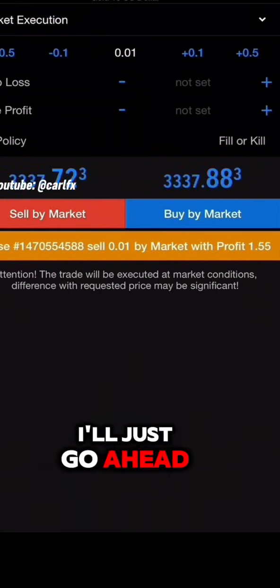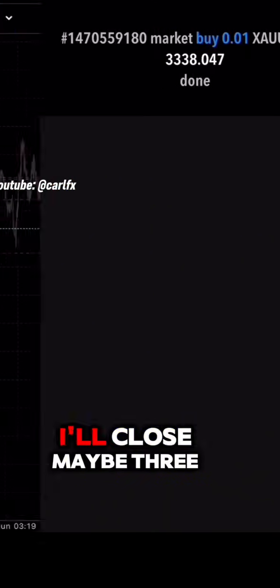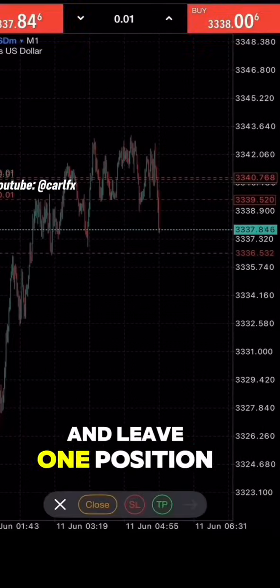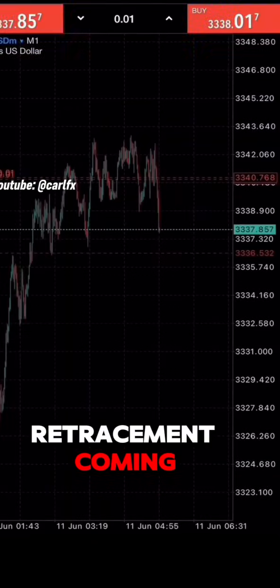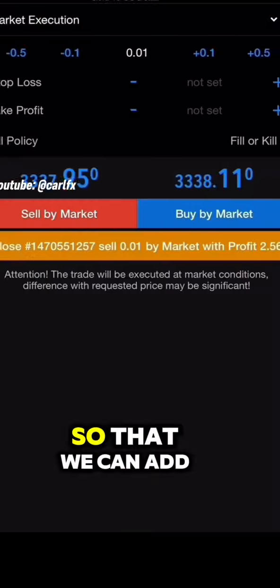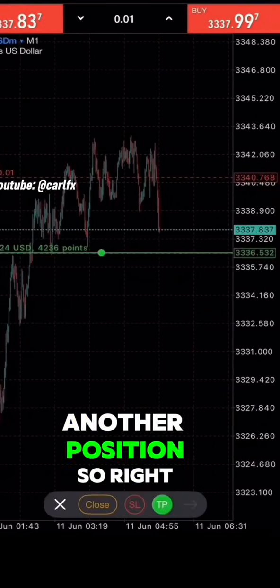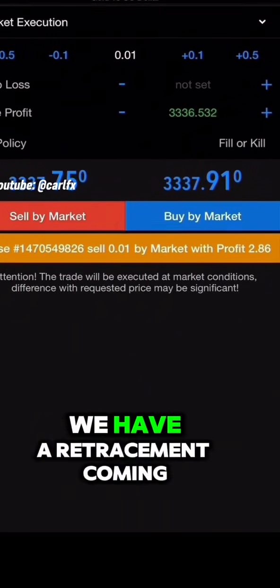Right now I'll just go ahead and actually close my positions. I'll close maybe 3 of them and leave 1 position to run all the way to TP, or if I see a retracement coming, I'll close that position so that we can add another position. So right now let me just see if we have a retracement coming.